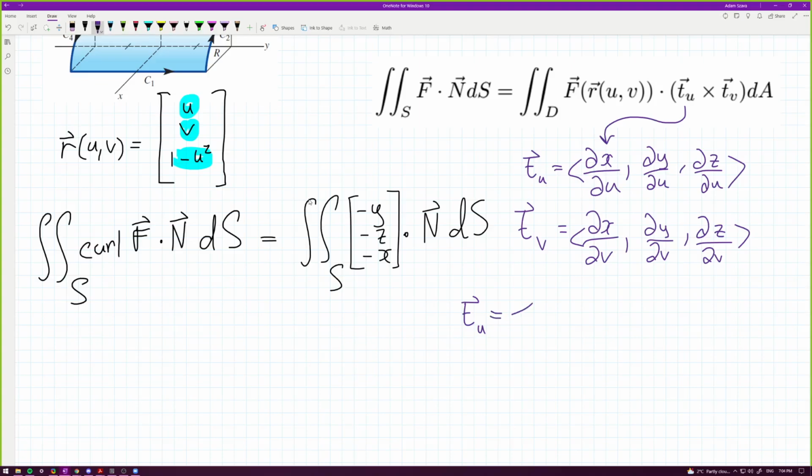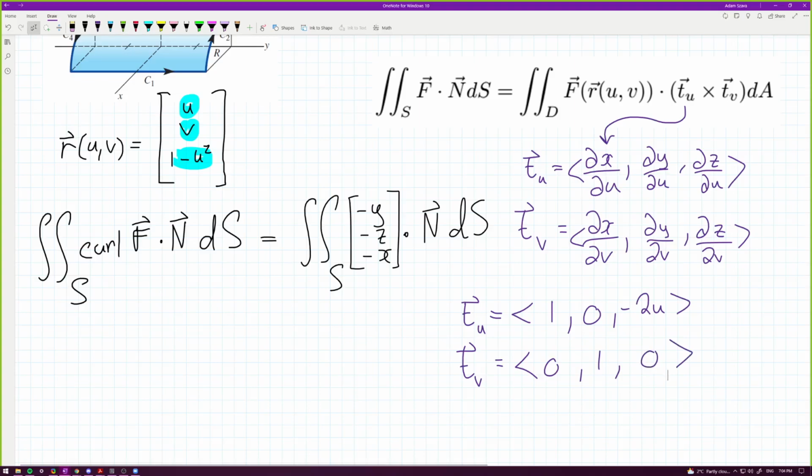Okay. Tu is the partial derivative of x with respect to u, so that's going to be 1. Partial derivative of y with respect to u is going to be 0. Partial derivative of z with respect to u is going to be negative 2u. And Tv is going to be, well, partial derivative of x with respect to v, 0. Partial derivative of y with respect to v, 1. Partial derivative of z with respect to v, 0. Okay, so we get these two.